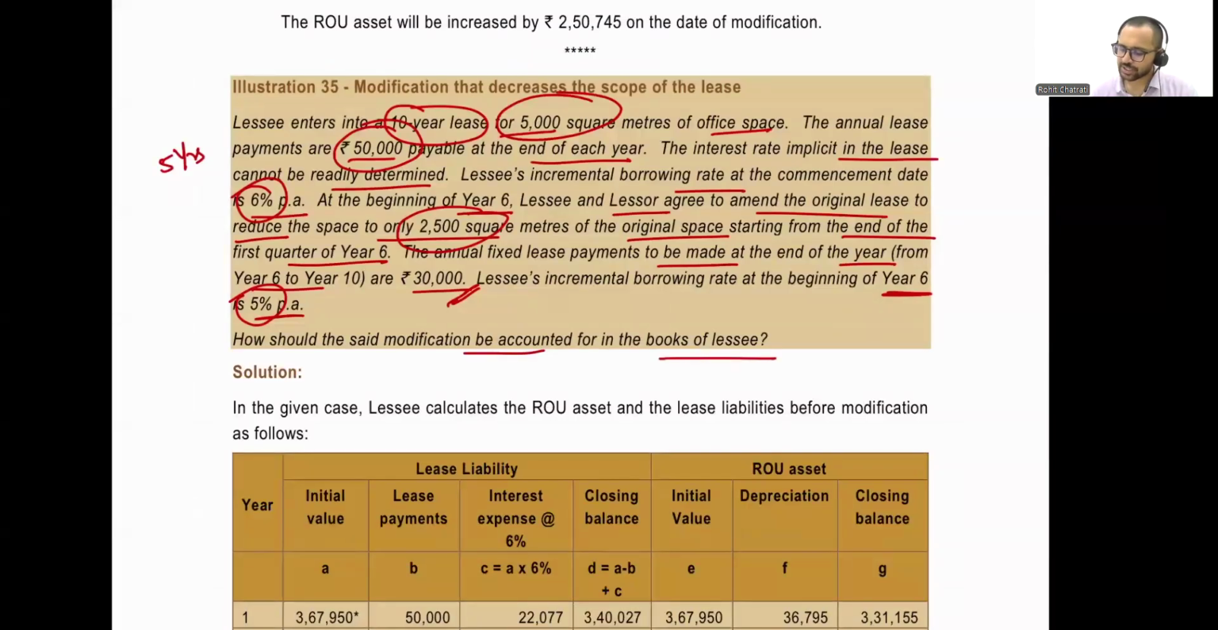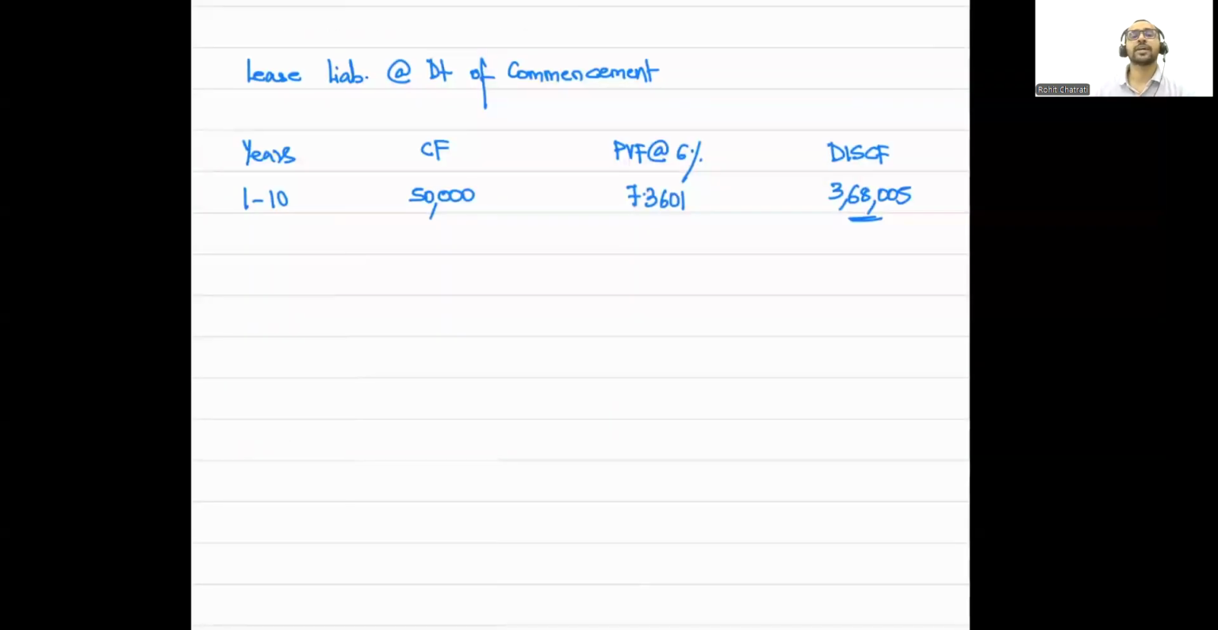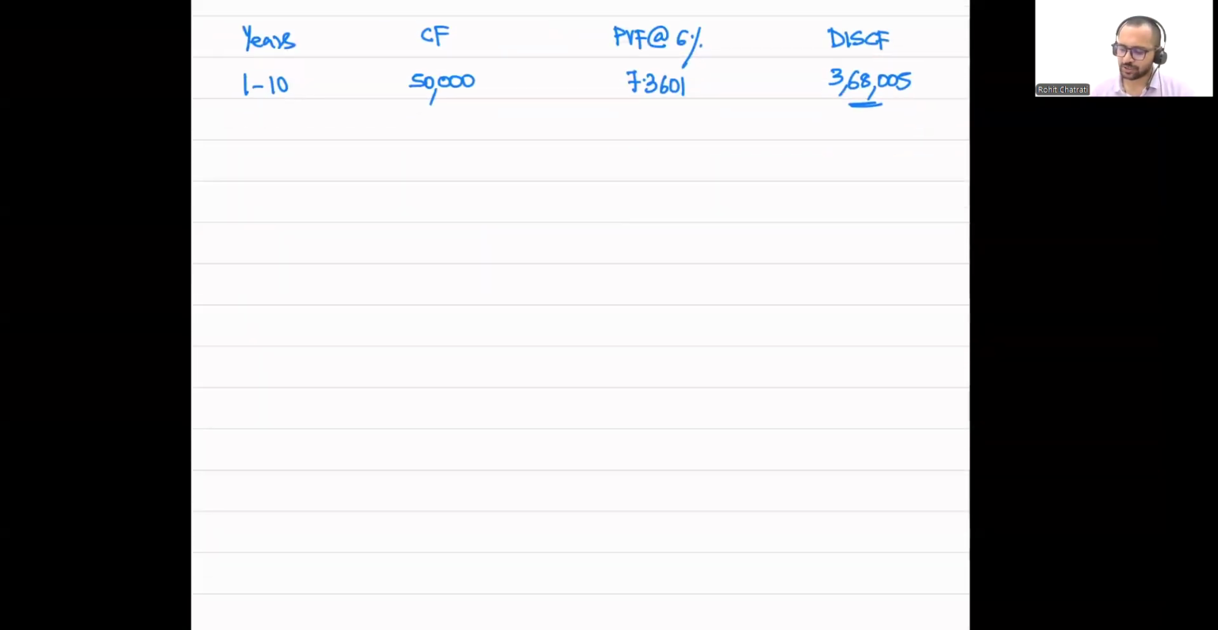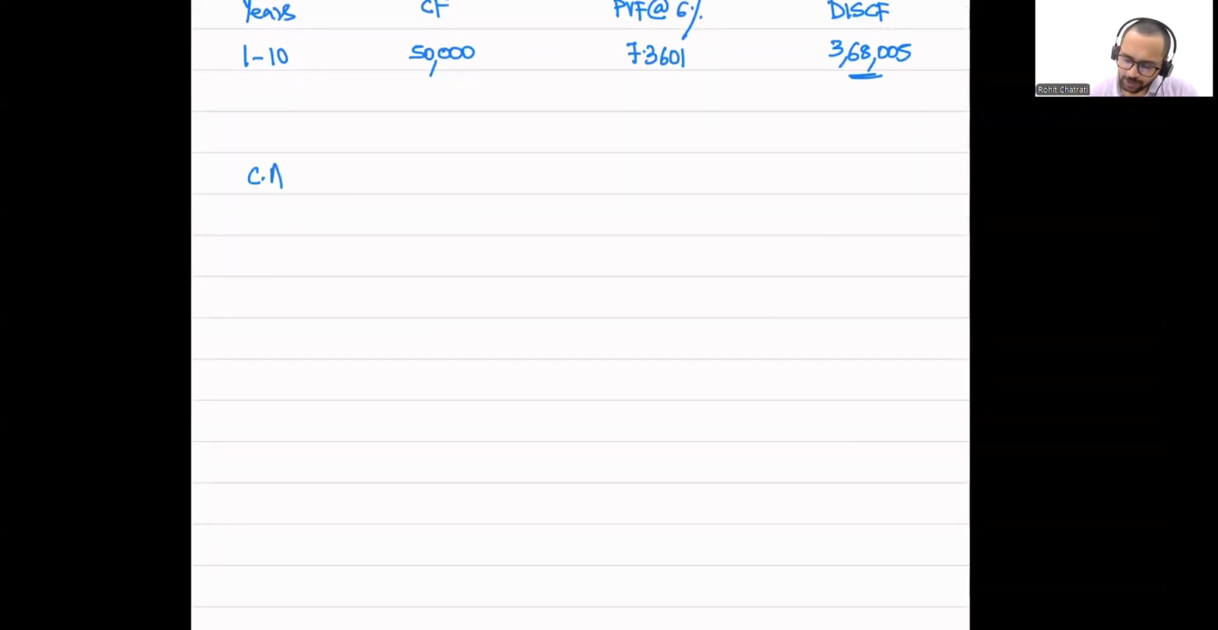Next, the question mentioned that at the beginning of year 6, 5 years have passed by. At the beginning of year 6, we are undertaking a modification. So let us calculate the carrying amount of ROU asset and the carrying amount of the lease liability at the beginning of year 6. ROU at beginning of year 6. Beginning of year 6 is also end of year 5.